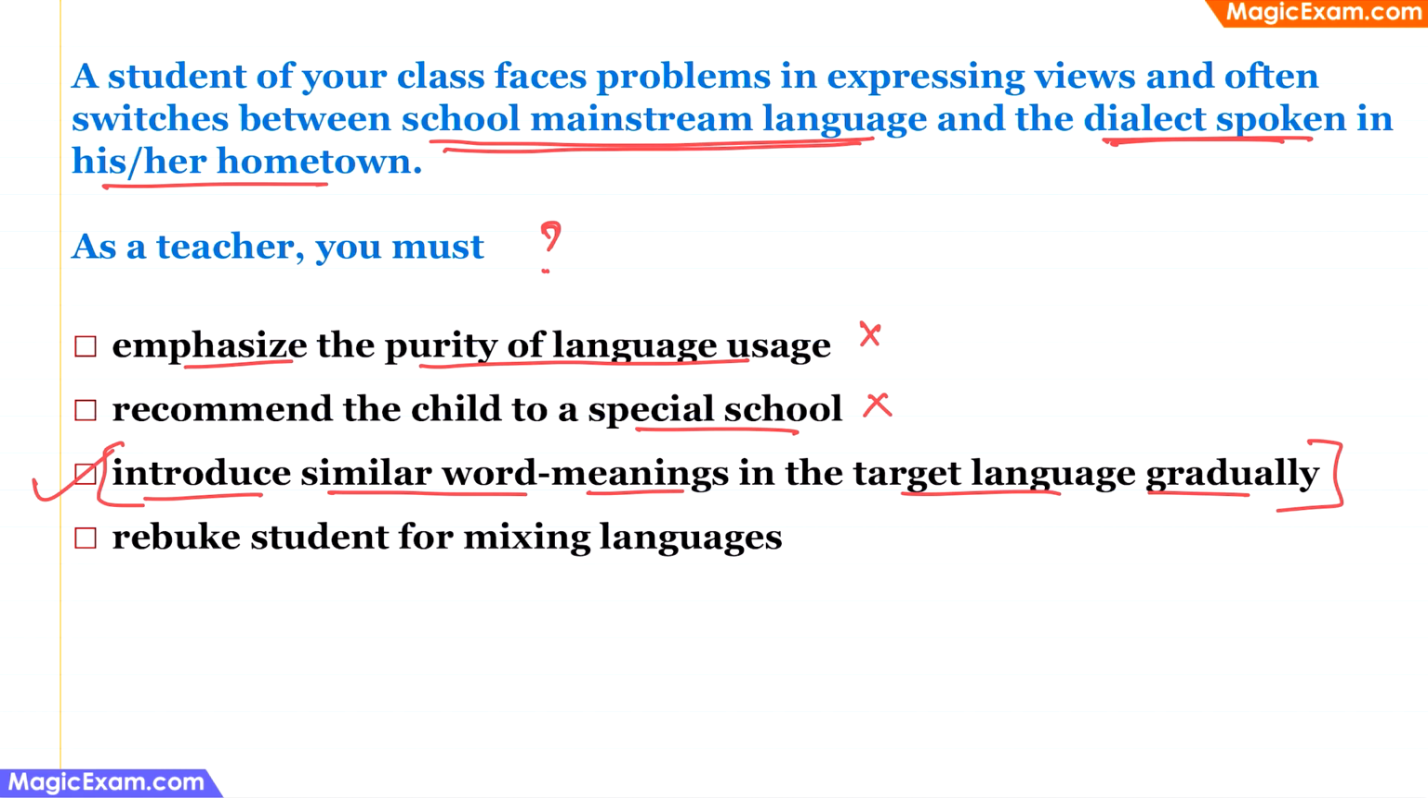And the last one is rebuke students for mixing languages. So if you rebuke or if you scold students, you're not going to achieve anything, because the child is not doing it out of fun. The child is doing it because he or she wants to communicate. Therefore, by scolding the students for mixing language, it's not going to help. Therefore, this is also incorrect.